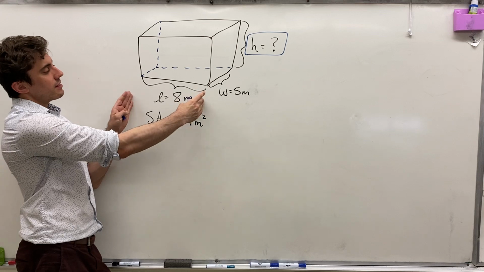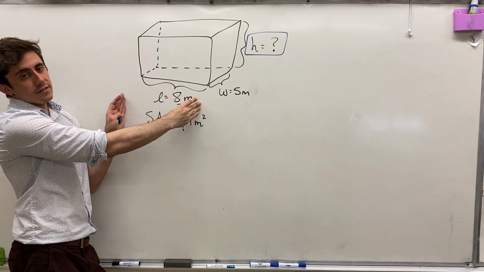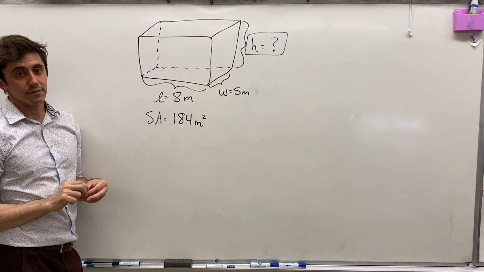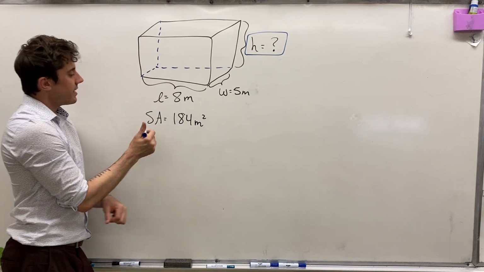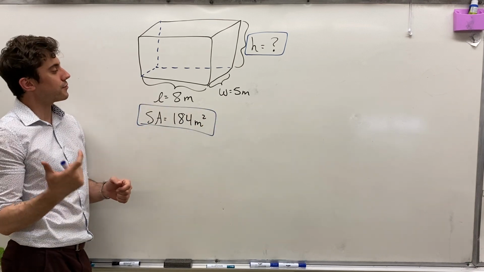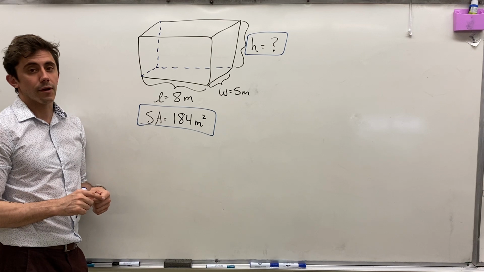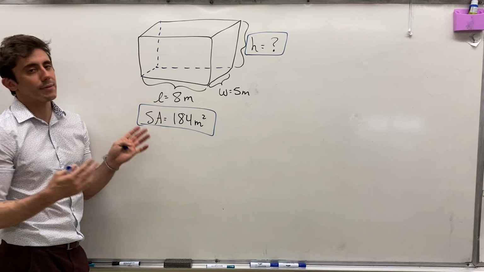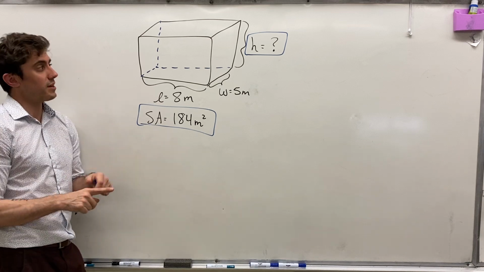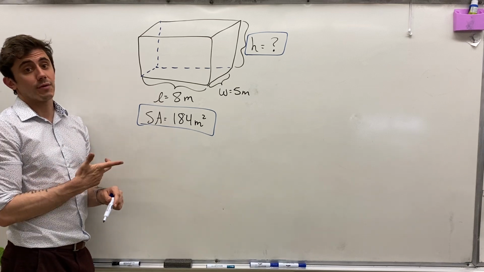We have the length of our rectangular prism being 8 meters. We have the width of our rectangular prism being 5 meters, and we're looking for the height, okay? Next, we know that the actual surface area of the prism itself is 184 square meters, okay? Now, you could find the height by trial and error, but let's be a little bit more sophisticated so that we're actually building some skills along the way. Let's use algebra to figure this one out, okay?